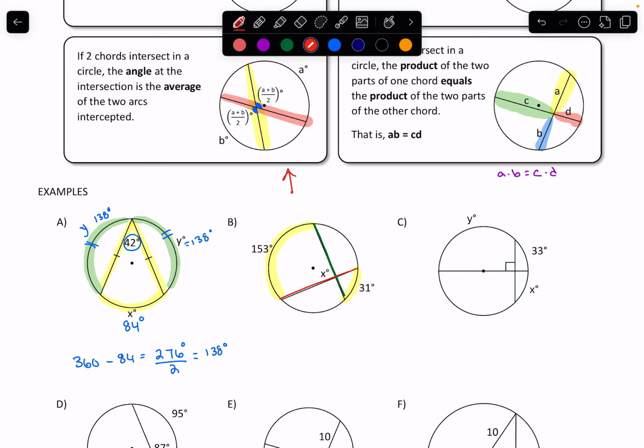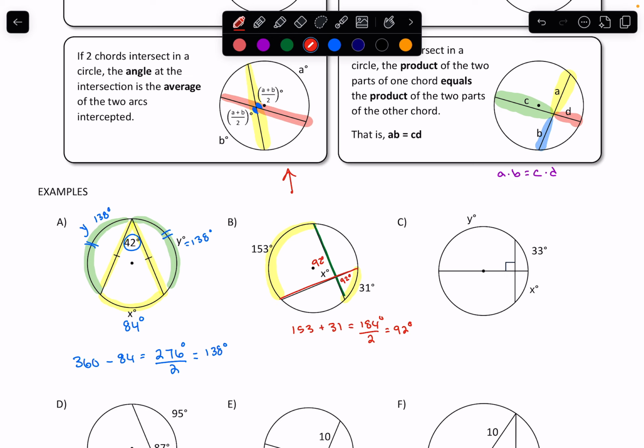If I take 153 and add 31, I get 184 degrees. Well, x is going to be half of that. It's going to be that divided by 2, right? So 184 divided by 2 is 92 degrees. So this angle is 92 degrees, which means this angle is also 92 degrees.